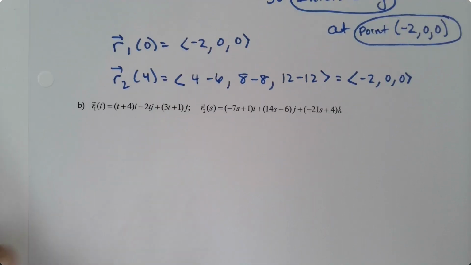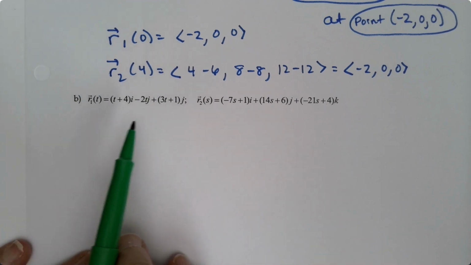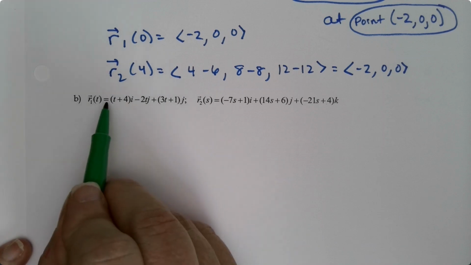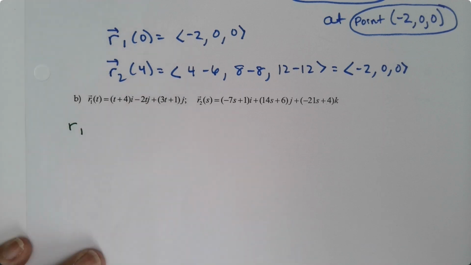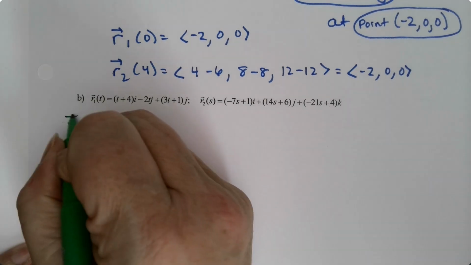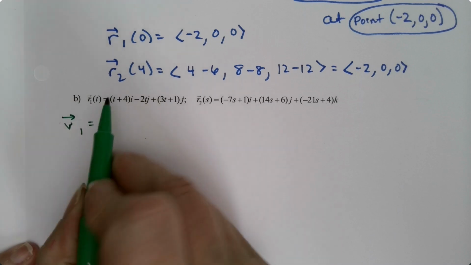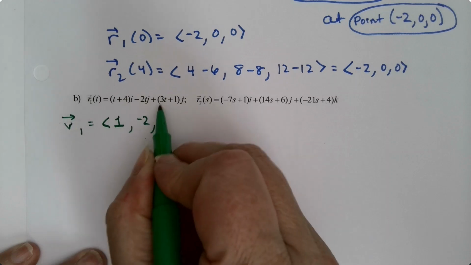All right, now what about these ones? Well, it just kind of keeps working the same way. The only thing is that these ones have a little bit trickier time finding that direction vector, because the direction vector is the t component, of course. So the v1, v for direction vector, would be equal to 1, -2, and 3.